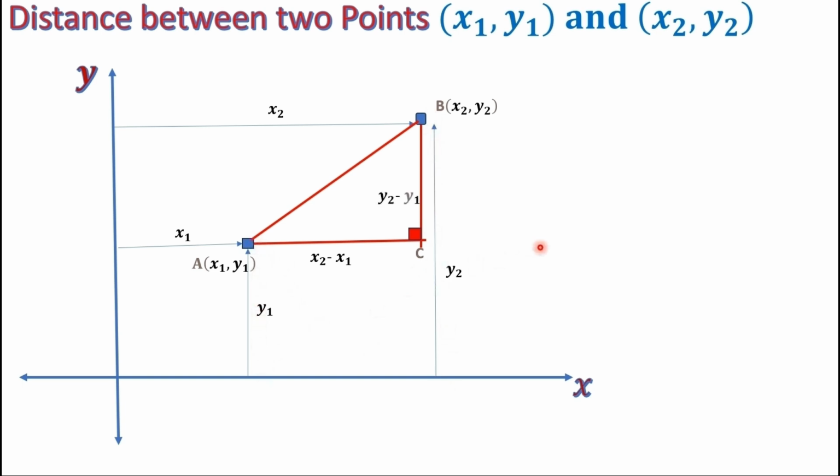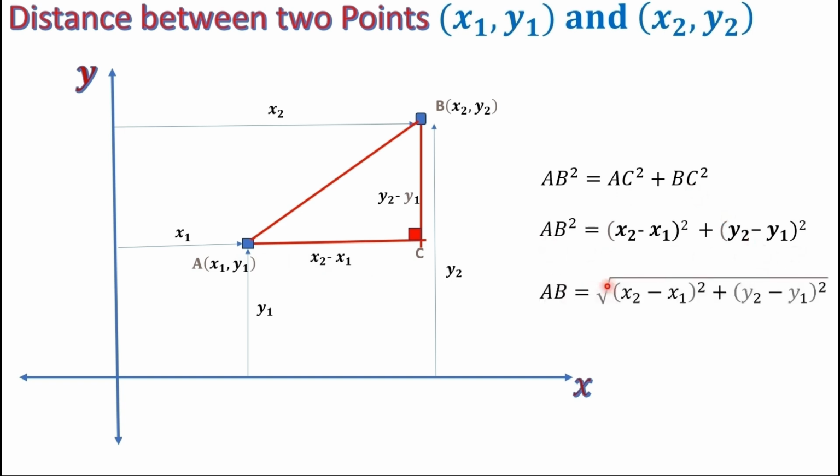Now we use the Pythagoras theorem, that is AB square equal to AC square plus BC square, right? So now we know the AC and BC, right? AC is x2 minus x1, BC is y2 minus y1, right? So AB is equal to the square root of (x2 minus x1) whole square plus (y2 minus y1) whole square.